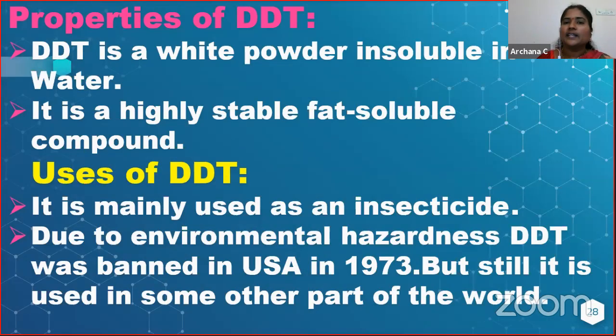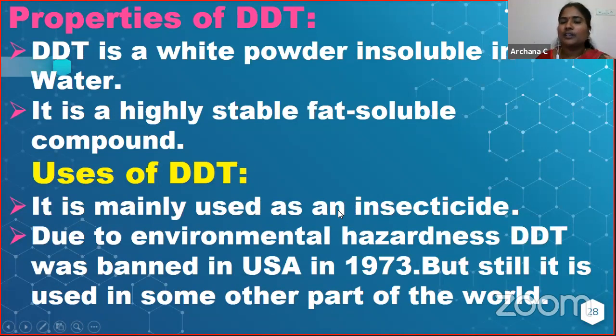But see here, when we come to the properties, it is a white powder insoluble in water, and it is a highly stable fat-soluble compound. These are some of the properties of DDT. And uses of DDT: where we are using this DDT, it is mainly used as an insecticide.